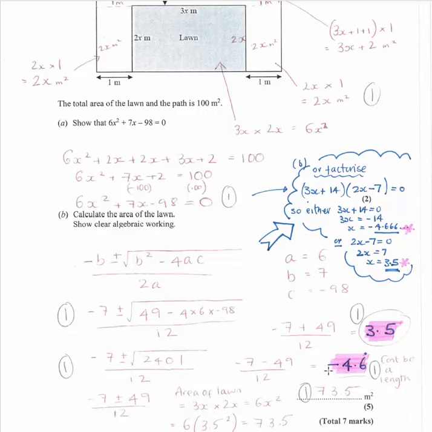Not following my own advice. Sorry, folks. Okay, one more time. We've just worked out that x is 3.5. It's easier than I said. Here's the lawn. Don't do the lawn and the path like I did. That is 2x, and that is 3x. So 3 times your number there, 2 times your number there, multiply them together, and you get 73.5.